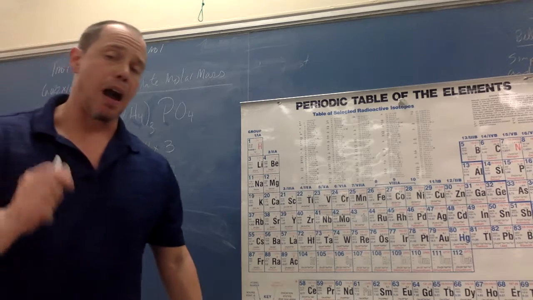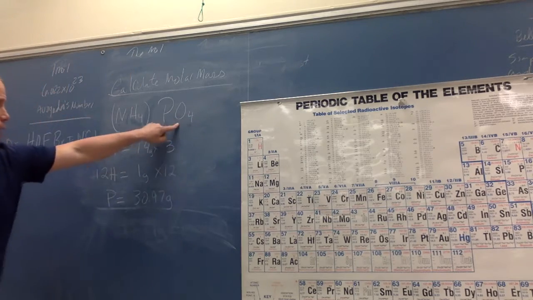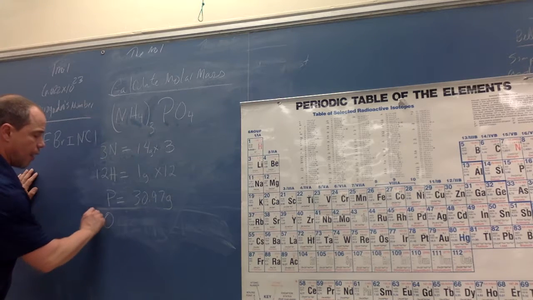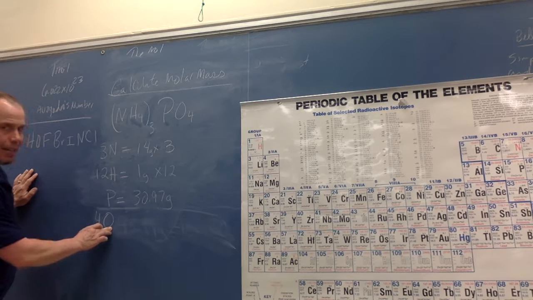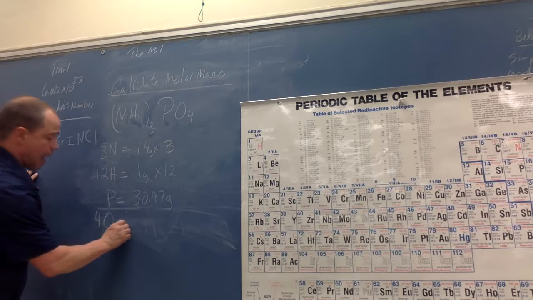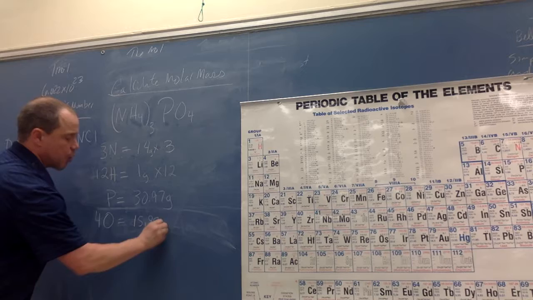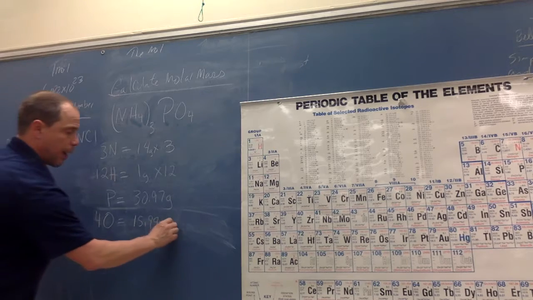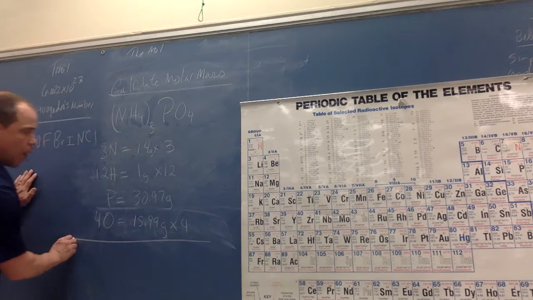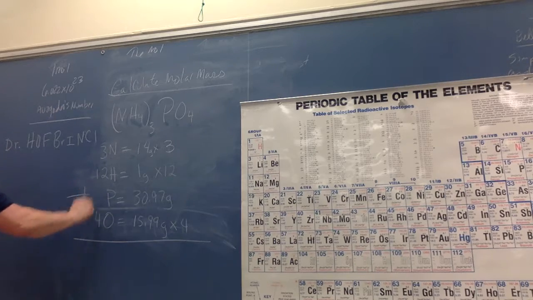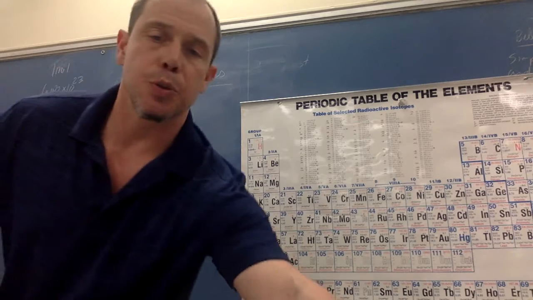And I have, lastly, oxygen. I have 4 oxygens. That is not a 40, but 4 oxygens at 15.99 grams each. Multiply it by 4. There we go. So now we break out our calculators. Remember to put that plus sign there. So let's do some calculation here.